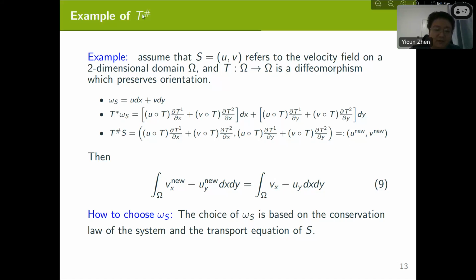The good part of this T sharp, why do we need this T sharp, is that it conserves the vorticity. The new total vorticity over the domain is the same as the total vorticity of the original field. And this equation 9 holds for all the diffeomorphism T's. We do not have a regularization term to force them to be equal. For all diffeomorphisms, for all one-to-one and onto smooth maps T, this equation 9 holds. This is a good thing, because if we adjust the state variables in this way using this T sharp, the vorticity will be automatically conserved. So you will not have a weird vorticity.